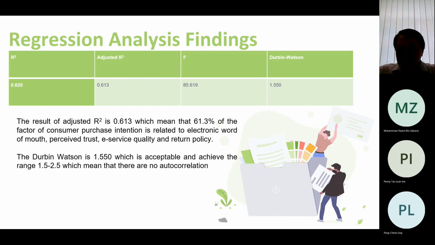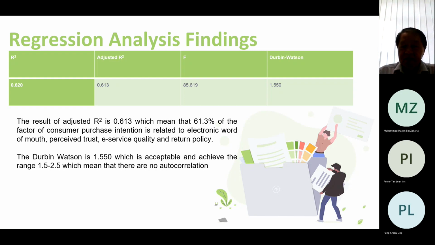Next, I'm going to look through the regression analysis finding. You can see the numbers here. The result of 0.613 means 61.3% of consumer purchase intention is related to these four independent variables, which are electronic word of mouth, perceived trust, e-service quality and return policy. To me, I feel this 0.613 is reasonably okay, because normally if you get a figure below 0.5, that means it's not so influencing. But for this case, 0.613 is okay because it's above 50%.